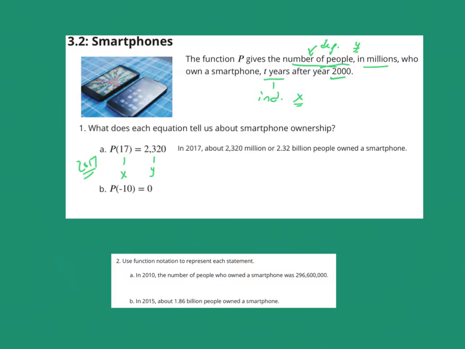Well, if negative 10 is the number of years after 2000, if it's negative, that must mean before 2000. So what's 10 years before 2000? I guess that would be 1990, right? How many people owned a smartphone in 1990? None.